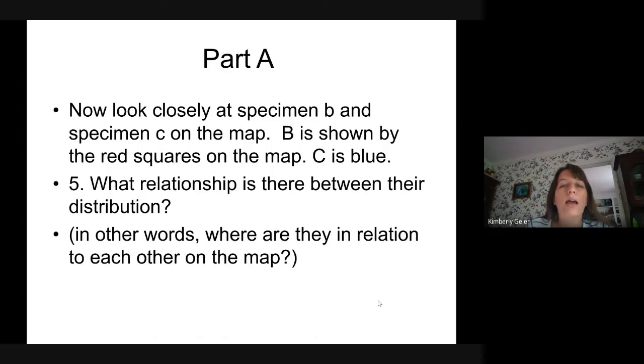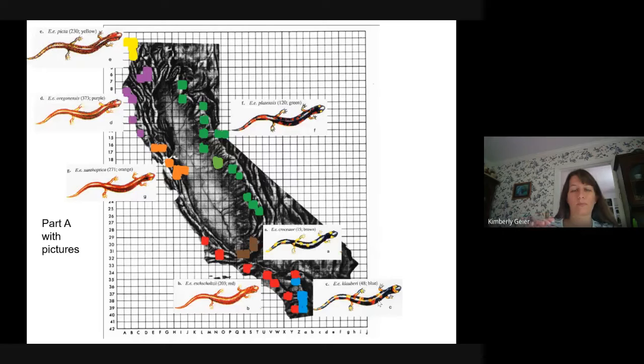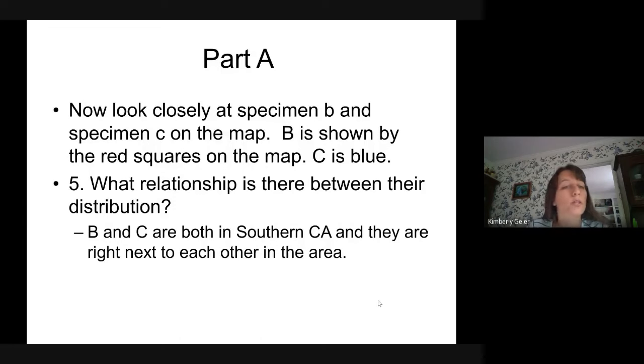Now we're going to look at specimen B and C on the map. B is the red squares, C is the blue. What relationship is there between their distribution? In other words, where are they in relationship to each other on the map? So hopefully you see that B and C are both in Southern California and they are right next to each other in the area.